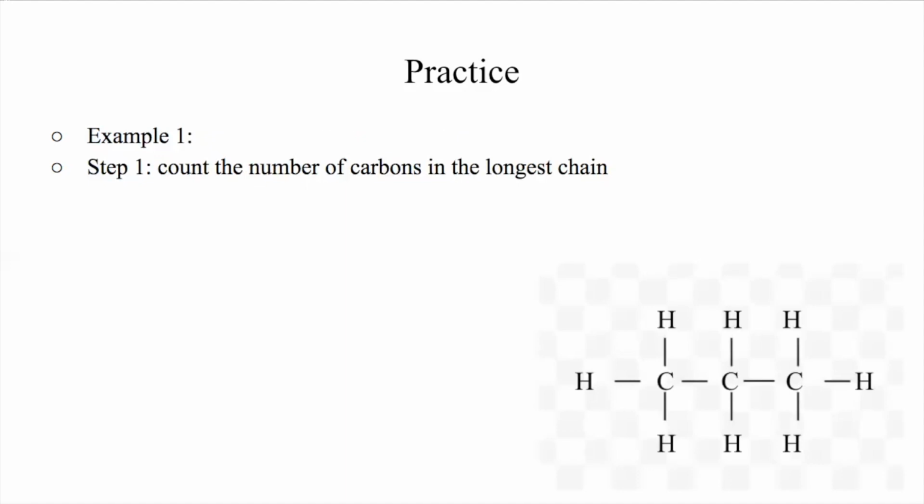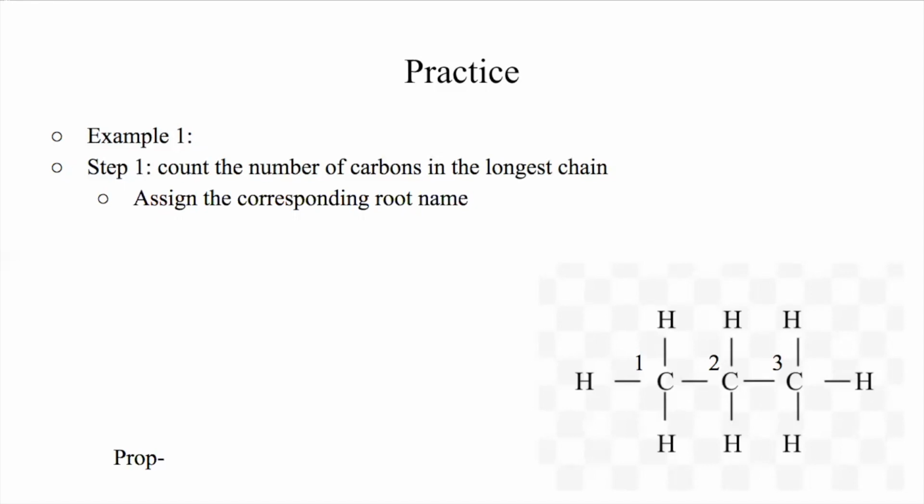The first step, remember, is to count the number of carbons in the longest chain. In this case, it's easy. 1, 2, 3. Now, we have to remember the base name for a molecule with 3 carbons. Remember that monkeys eat purple bananas, so 3 means P, so prop.